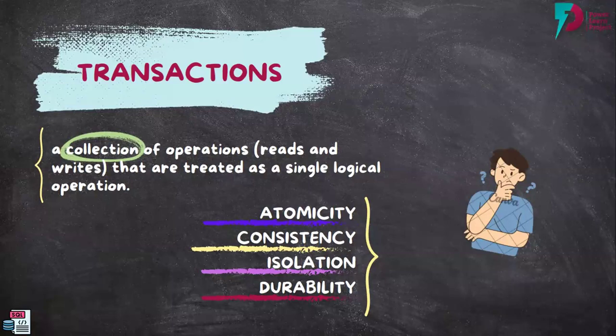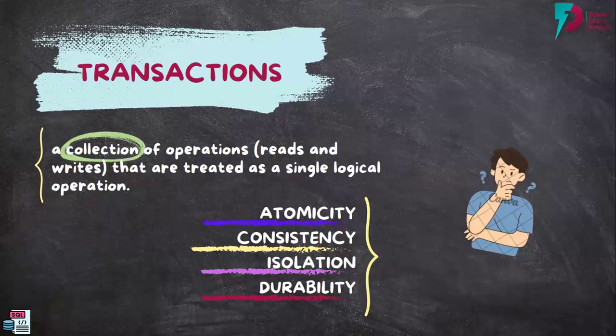Yeah, so a transaction is a collection of operations, the reads and writes, that are treated as a single logical operation. We have what we call the properties of a transaction. We call them the ACID properties, okay? So number one, we have atomicity, we have consistency, isolation, and durability. Let's start with atomicity.